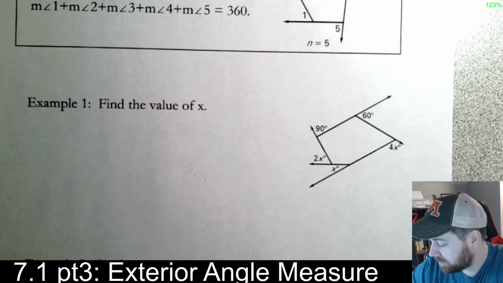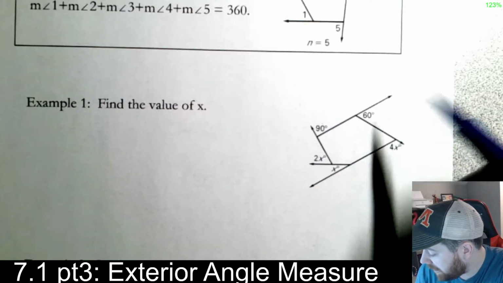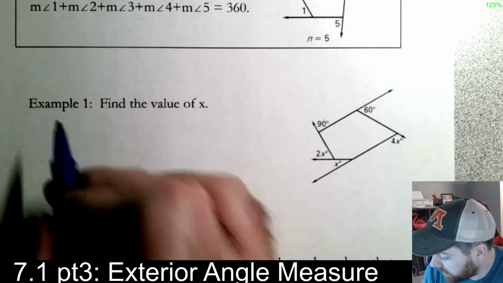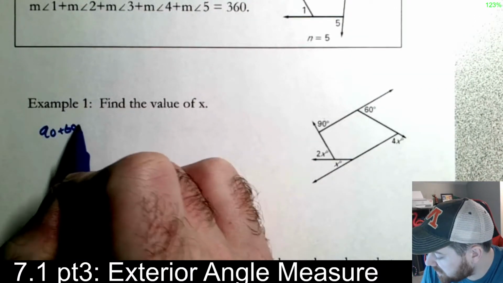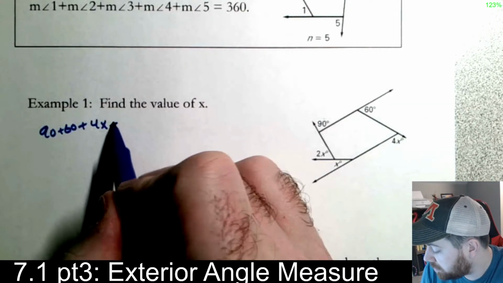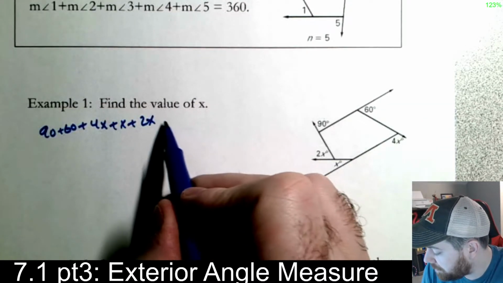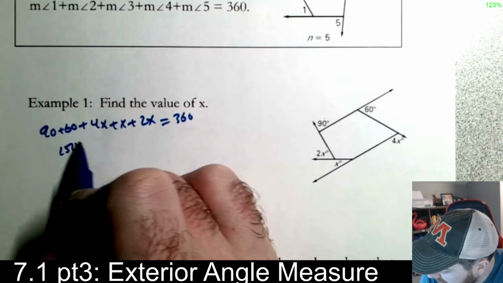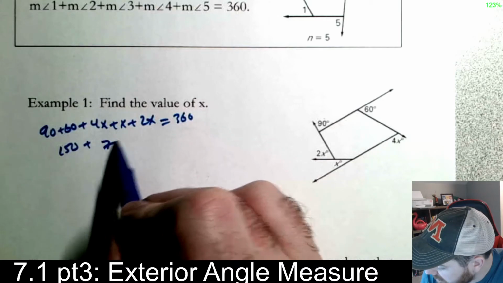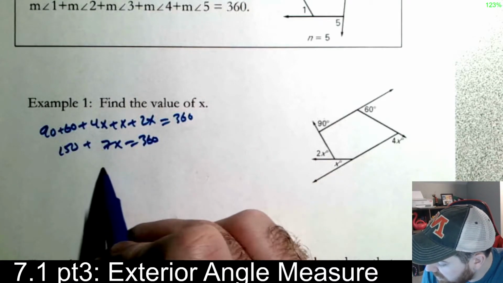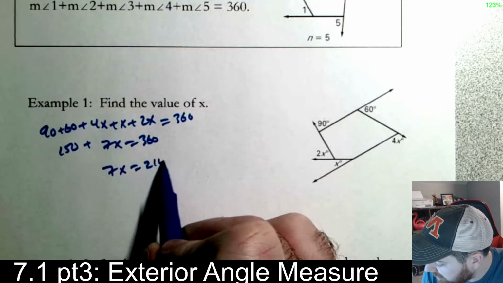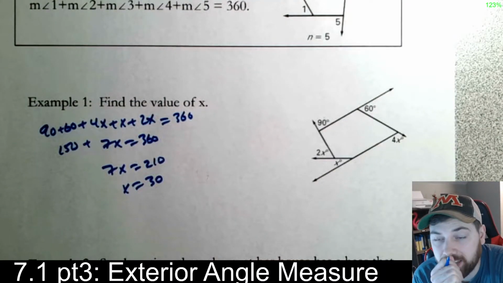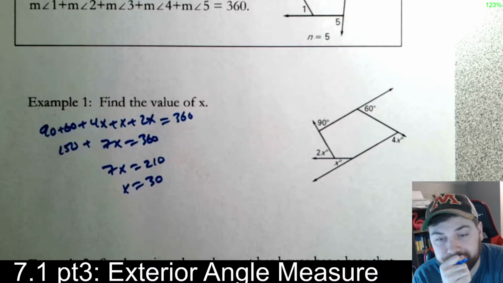Find the value of x. We have 1, 2, 3, 4, 5 angles. So we know that all those angles are exterior angles, so they add up to 360. So go ahead: 90 plus 60 plus 4x plus x plus 2x had better be equal to 360. Combine like terms and solve. So we have 150 plus 7x equals 360. 7x equals 210. x equals 30. And that's all there is to it. Okay, exterior angles add up to 360.